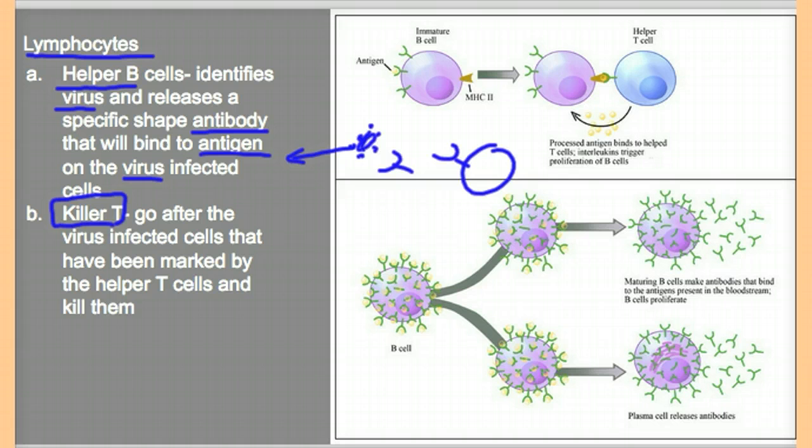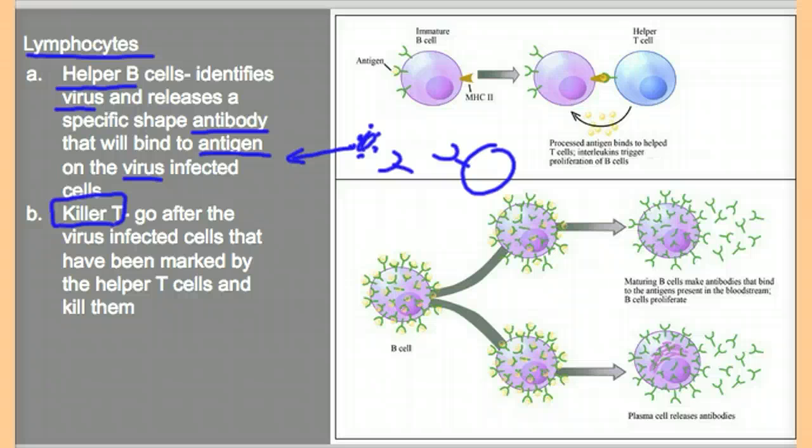So these two cells work together. The helper B and the killer T, they work together. First, the helper B identify the virus. And how do they identify them? Because they have receptors called antibody that will be released once it recognizes an antigen on the virus. And then once that reaction happens, the killer T will step in and get rid of that.